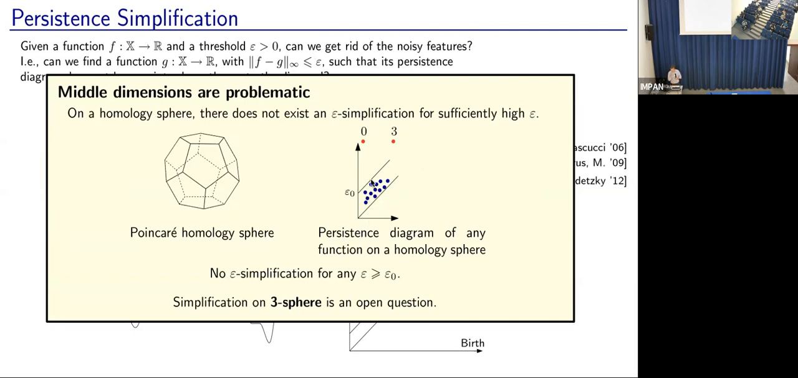But in practice, this question is very interesting for three-spheres. If I give you a function on a three-dimensional domain, and now I ask you to simplify one-dimensional homology, this comes up in applications a lot. People acknowledge it in visualization. This is an important question, but we actually don't know how to solve this, and it would be useful to have a solution.